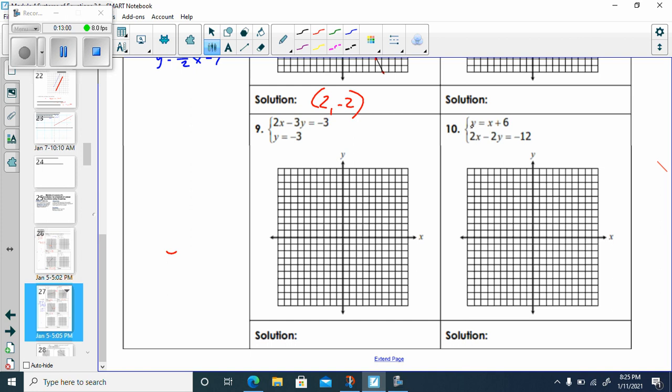Let's plot this one. Y is equal to x plus 6. So we start at 6. 1, 2, 3, 4, 5, 6. Okay, let's start at 6. And then our slope is 1. We go up 1, over 1, up 1, over 1, up 1, over 1. Okay? And we can put our line through it.